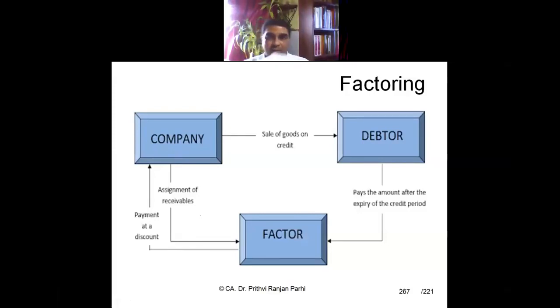Okay, so 10 rupees is the profit of the factor. The benefit to the company is that it is getting immediate cash. Otherwise, the company would have to wait till the time when the debtor makes payment.